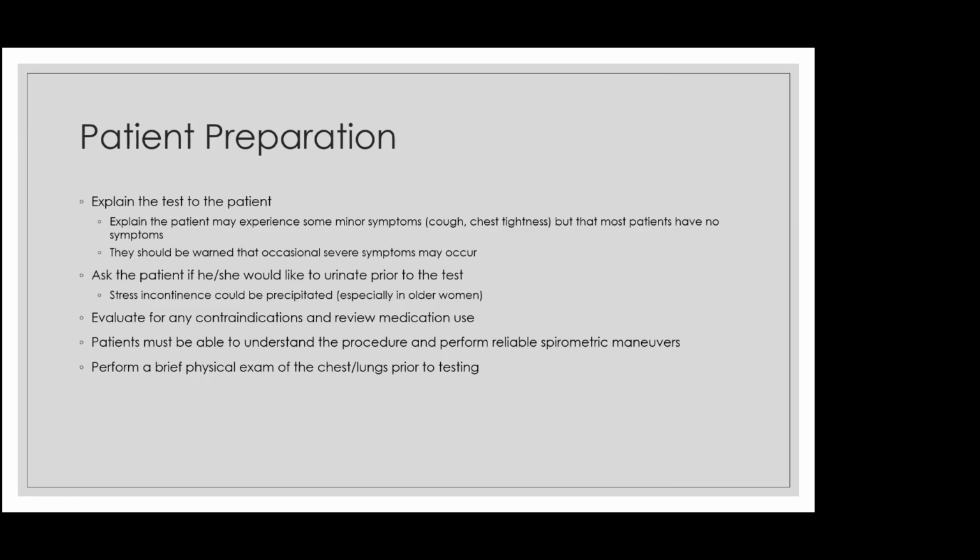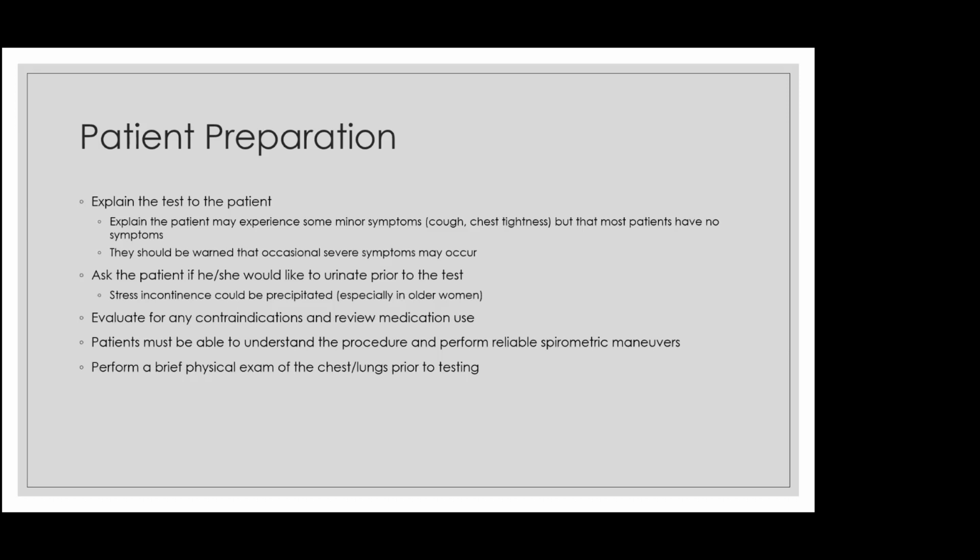How do we prepare the patient? Well, first we want to explain the test to the patient, tell them that they may experience some discomforting symptoms. Sometimes they can get cough, chest tightness, but most patients tend to have no symptoms. They should also be warned that occasional severe symptoms may occur. Always ask the patient if they want to use the restroom before the test, because sometimes, particularly elderly women, they can develop stress incontinence. Evaluate for any contraindications and review the medication use.